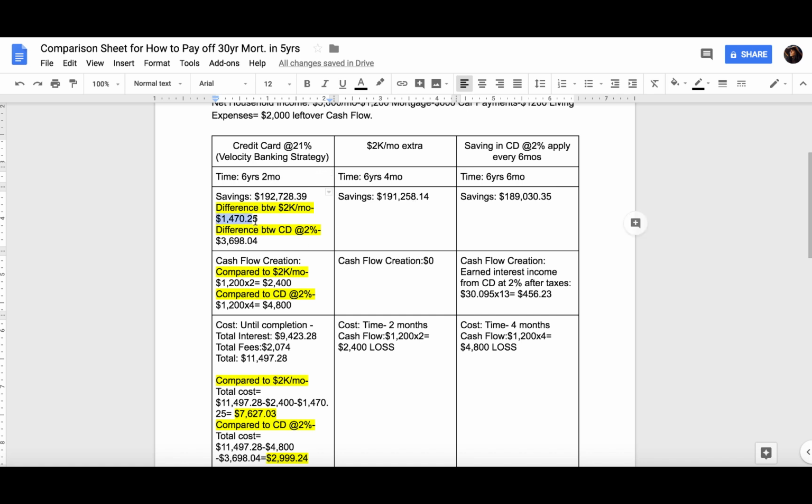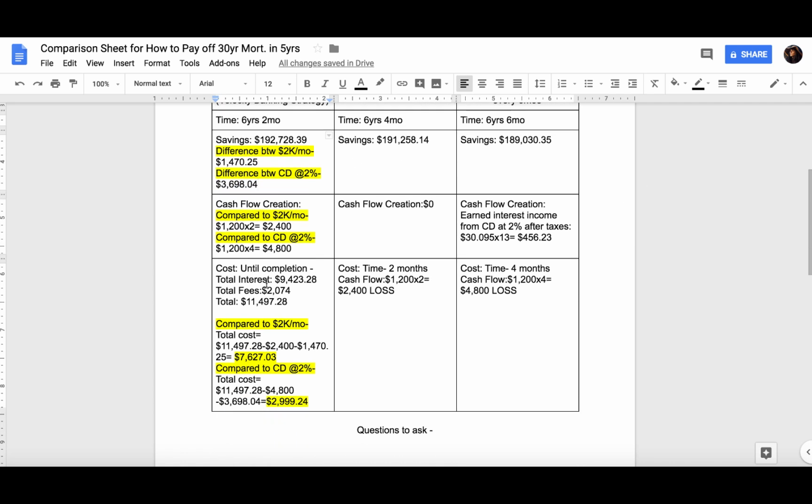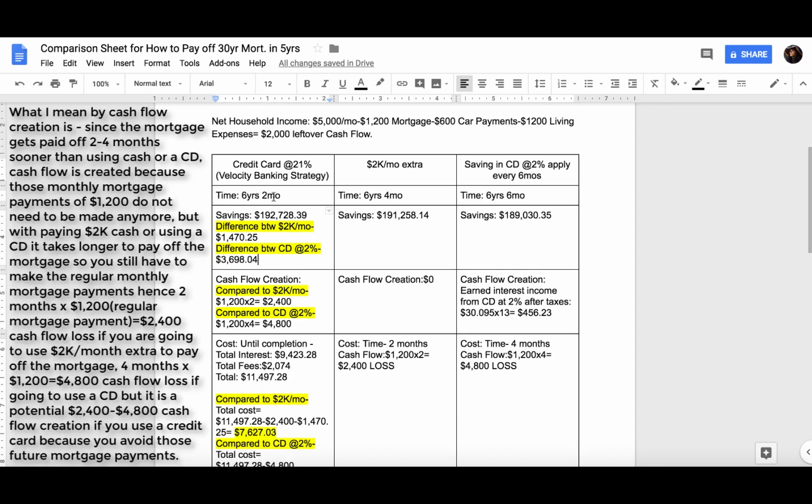This is the difference between paying cash, and this is the difference with using the savings account. And then this is benefit number 1, cash flow. You do get cash flow. We're paying the mortgage off 2 months sooner. We're creating $2,000 in cash flow.